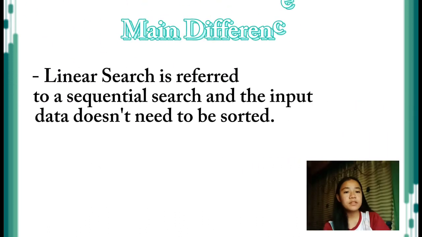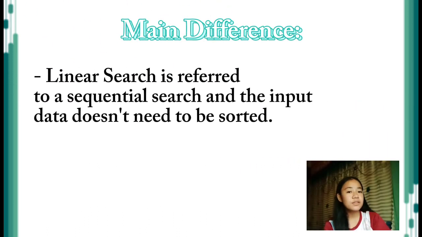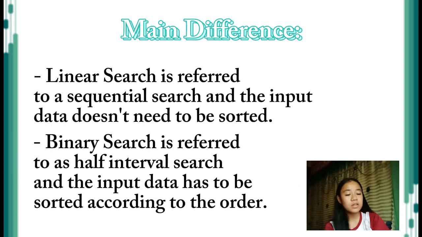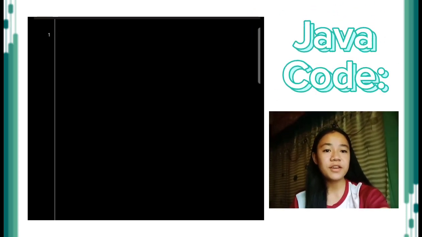So the main difference between the two is that linear search is referred to as a sequential search and the input data doesn't need to be sorted, whereas binary search is referred to as a half interval search, and the input data has to be sorted according to the order. So now let's proceed to our Java program implementing the searching algorithm.